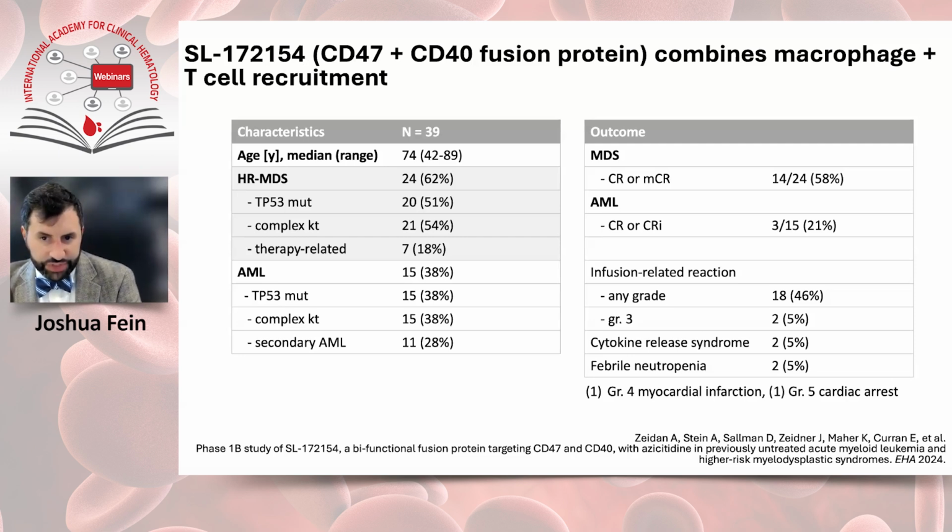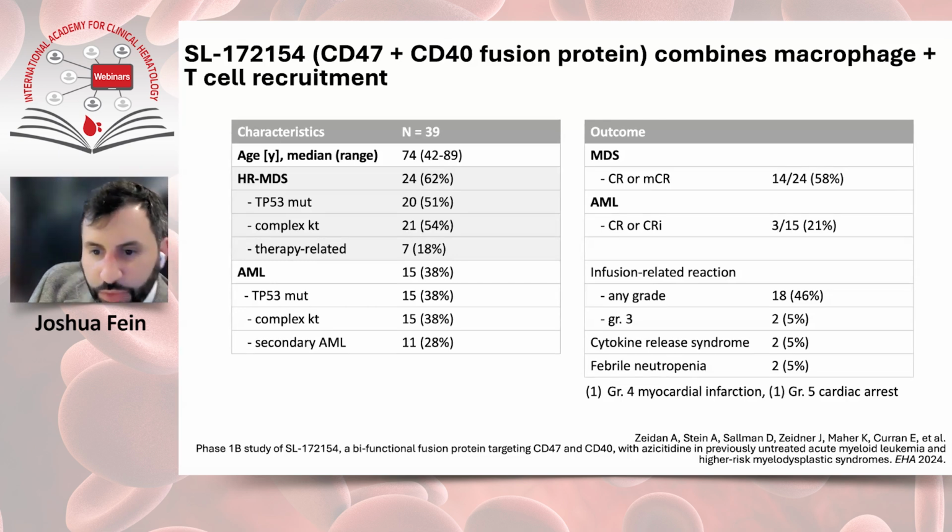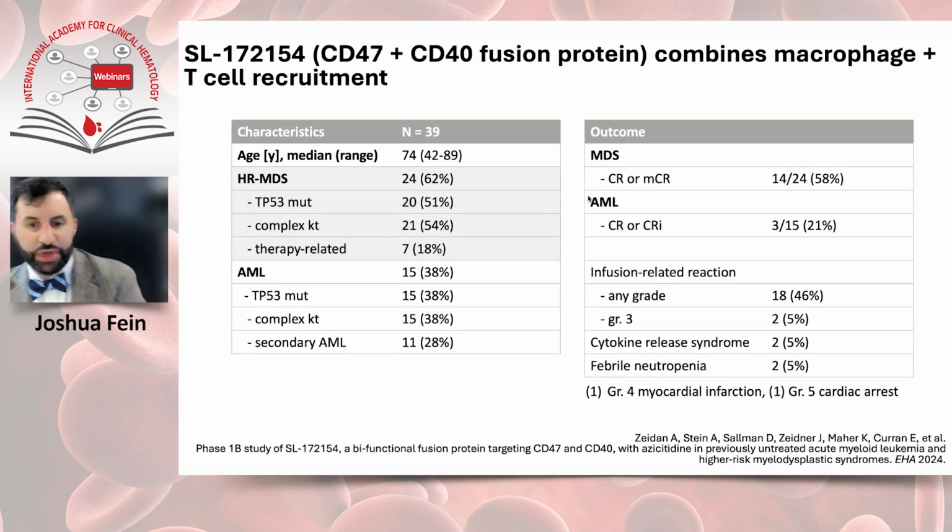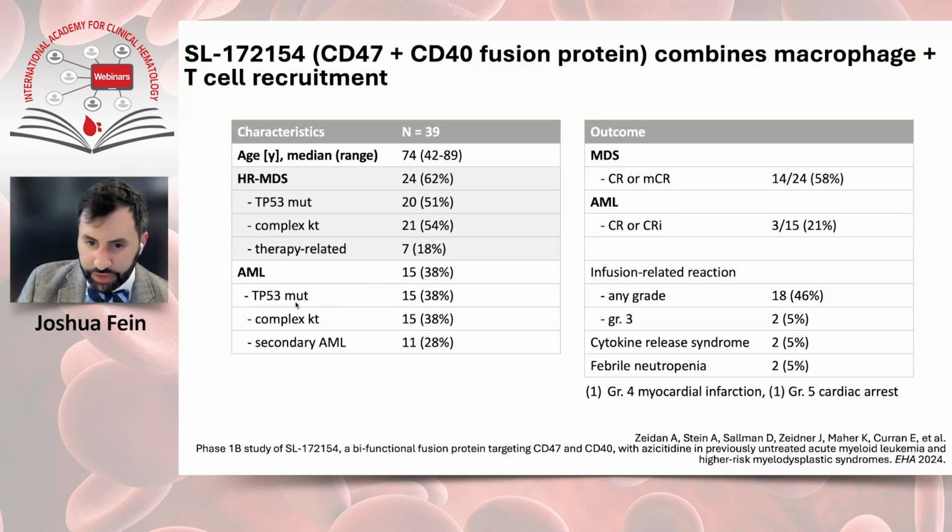39 patients were enrolled on this. Again, it's an older population, as we would expect with AML patients. This is untreated AML and higher risk myelodysplastic syndromes. And 50% of these patients were TP53 mutated, 54% were complex karyotype, and 20% were therapy related. And in the high risk MDS group and in AML, 40% were TP53 mutated, and all of those were complex karyotype.